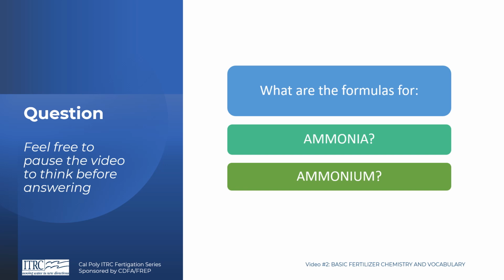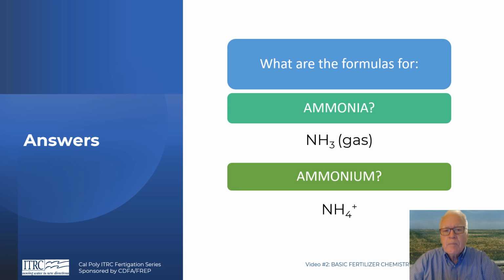Here's a question that moves you back in time a little bit, or at least back to a few slides prior. And that's, what are the formulas for ammonia versus ammonium? Take a look at them at the very ends of these two words. They're slightly different. Ammonia is what you smell. That's a gas, NH3.